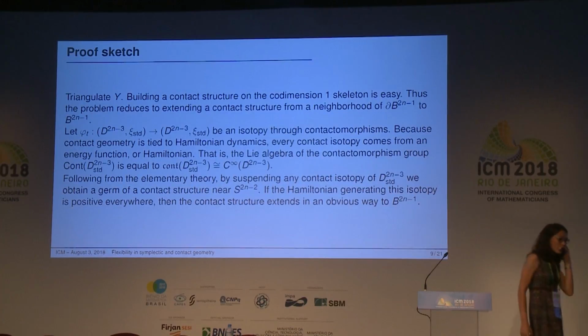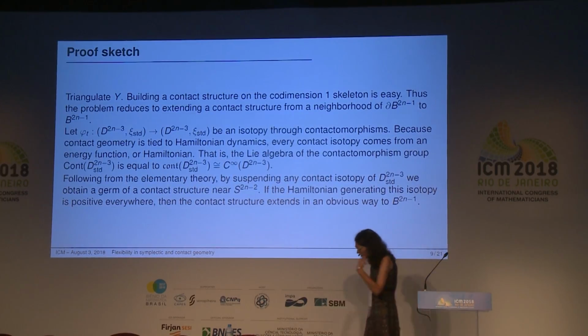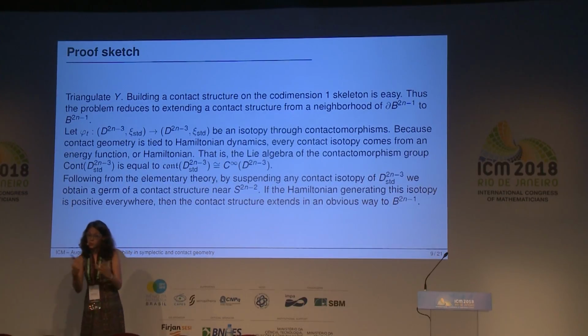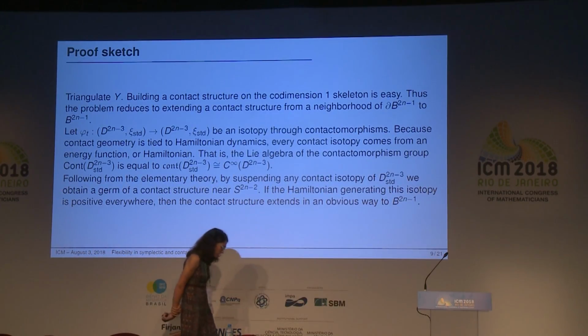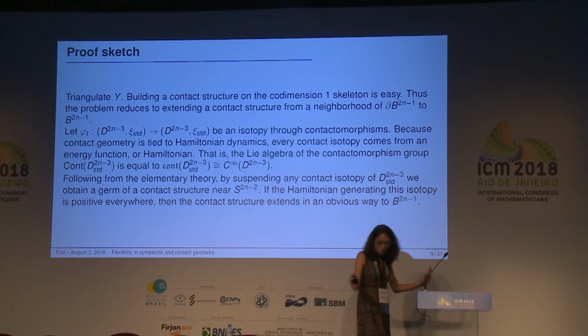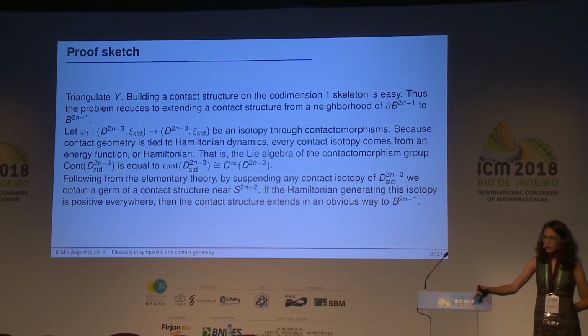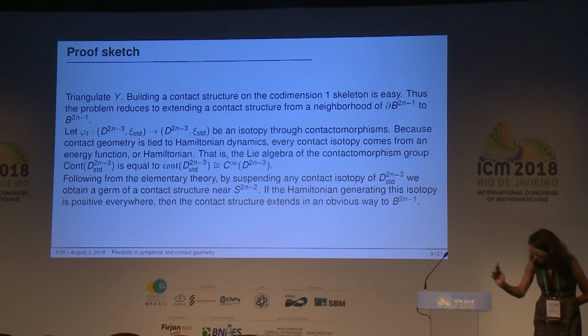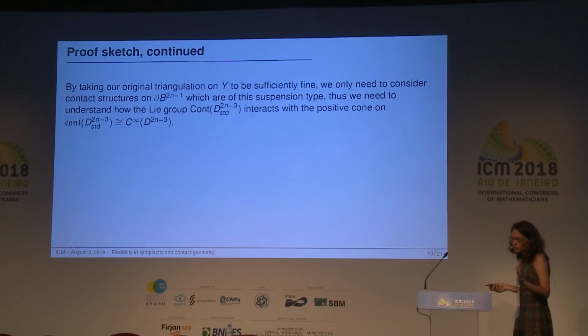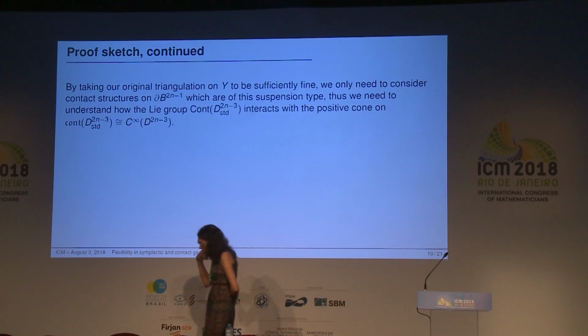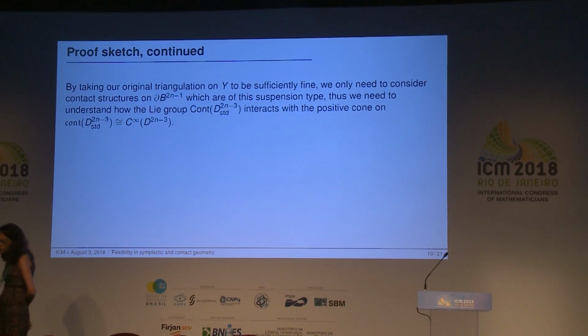Furthermore, if this energy, which is generating the flow, is positive, it's immediate that this contact structure extends to the interior of the ball. This is something that just follows from the definition of this suspension, I guess. Okay, so what have we done so far? First of all, we just need to figure out how to extend contact structures from the boundary of the ball to the interior of the ball.